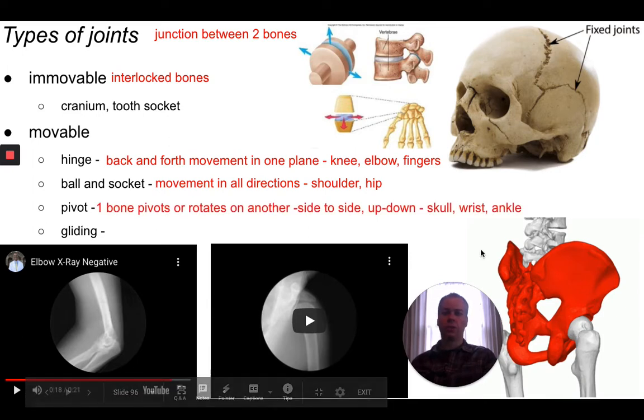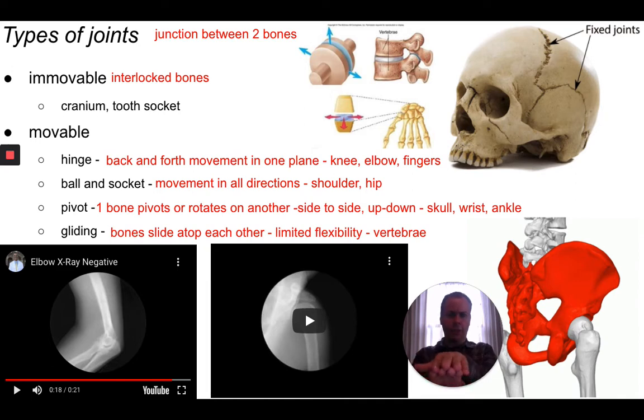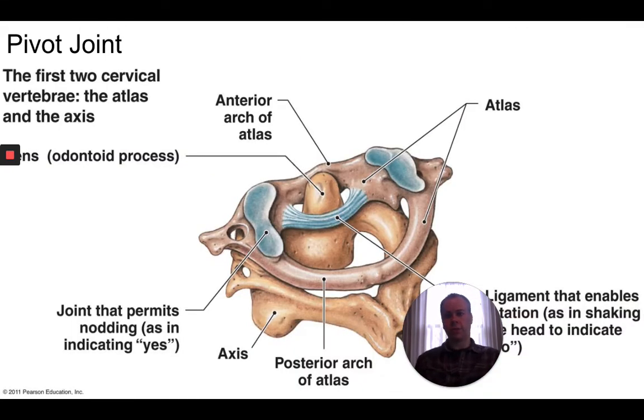A pivot joint is when one bone pivots or rotates on another, allowing side to side and up and down motion. Our skull, wrist, and ankle are examples of pivot joints. And then there are also gliding joints where bones sit one on top of each other and slide, allowing for some limited flexibility. Our vertebrae are an example of that. The vertebrae are stacked one on top of the other, and each one can slide and rotate a little bit on the one beneath it. That's why we can twist our back and our torso around those bones.